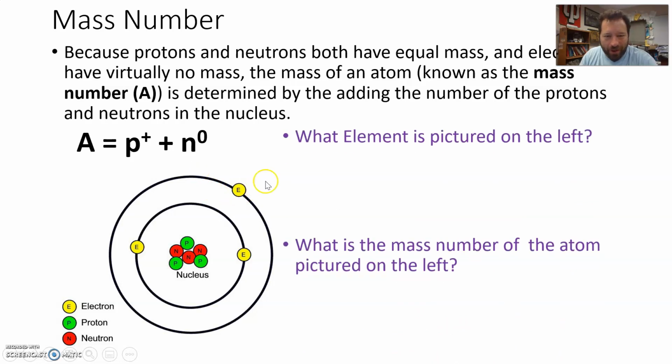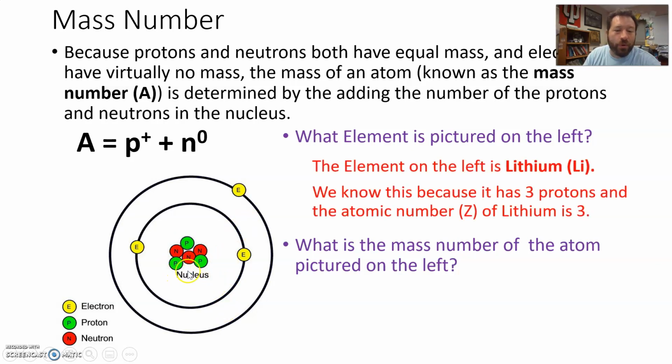All right, so a couple of example questions here. First one, what is the element pictured on the left? The element is defined by the atomic number, Z, which is the number of protons. Taking a look at the nucleus, we have 1, 2, 3 protons. Looking in the periodic table, the element number 3 is lithium. So 3 protons means you're working with lithium.